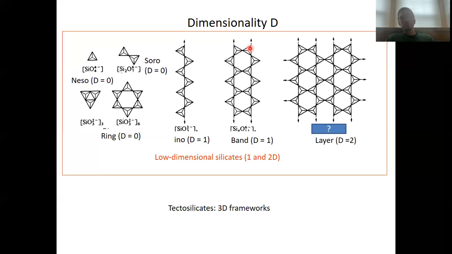So what's the composition? In this case, the composition is Si4O11 6 minus. Now we can understand this again when we look at the individual tetrahedra, whereby we have to realize that there are two different tetrahedra in this band. One type of tetrahedron is this one here, which has two terminal oxygens, which carry a 1 minus charge each, and two oxygens which are shared.